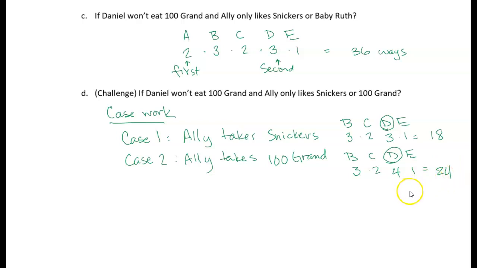Okay, so now we've got 2 different cases, and what we want to do is just add those cases together to get the total number of ways that we could distribute these candy bars. So we're just going to add 18 plus 24, which gives us 42 ways to distribute the candy bars.